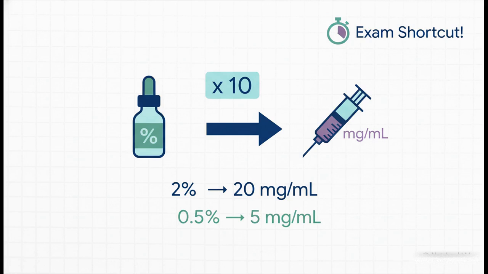So here is the shortcut, the one trick you absolutely have to know. To get from percent strength to mg per mL, you just multiply the percent by 10. That's it. A 2% solution, 2 times 10. That's 20 milligrams per mL. A 0.5% solution, 0.5 times 10, 5 milligrams per mL. This is a total game changer for your speed on the test.